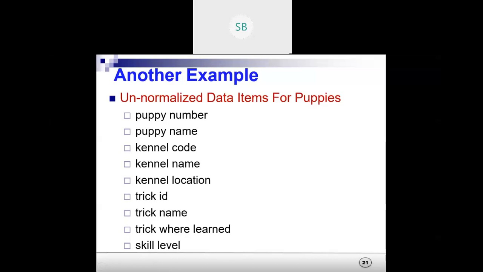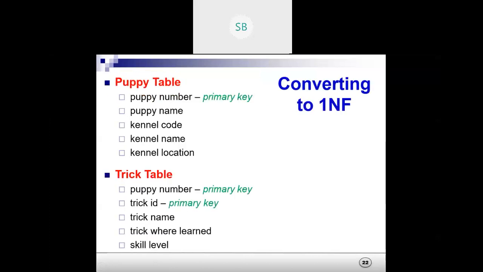So what we have to do is normalize it, that is, break it into simple structures. So what will this first normalization do? This is the first normal form table. Here we have two tables, the puppy table and the trick table. In the puppy table, you have the primary key as the puppy number, and we store the puppy name, kennel code, kennel name, and kennel location. And in the trick table, we have two primary keys, the candidate keys puppy number and trick ID.